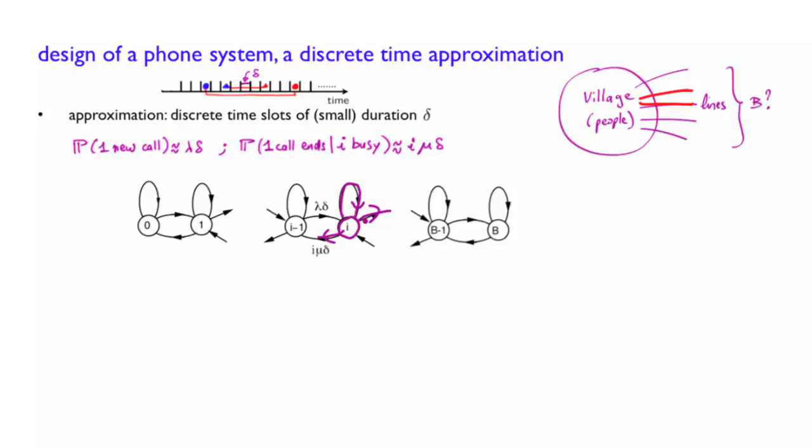But when the duration of the time slots is very, very small, this event is going to have a negligible probability, of order delta squared. So we ignore it, as we ignore the fact that more than one new call can happen, or more than one call can be terminated during a given slot. So what is the probability of an upward transition? That's the probability that the Poisson process has an arrival during a slot of duration delta. And as we have seen, this is lambda times delta. So each one of these upward transitions has the same probability of lambda times delta.